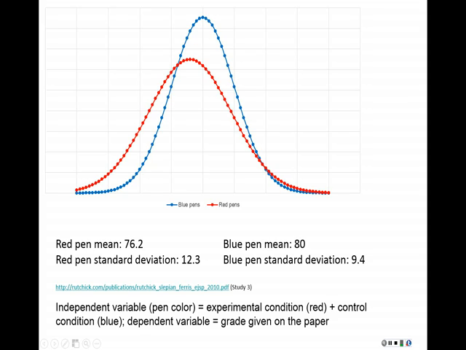So for the blue pen, this would be a score of 80, and about one standard deviation out is going to be 9.4. One standard deviation in the other direction, subtract 9.4, and we get 68% falling in between those two standard deviations. For the red pen, the mean was 76.2, so it's lower. And the standard deviation, though, is bigger. So the scores are more spread out. As you can see, that's why this normal curve is wider than the blue one is.